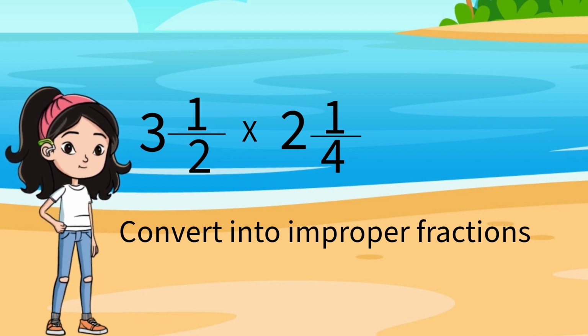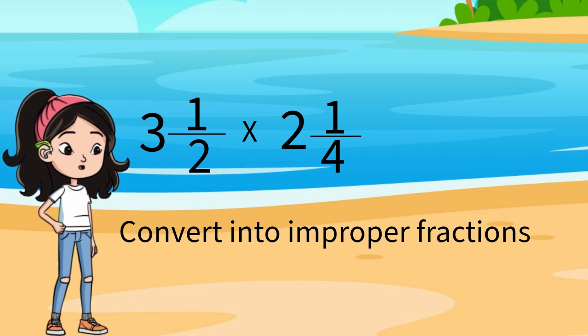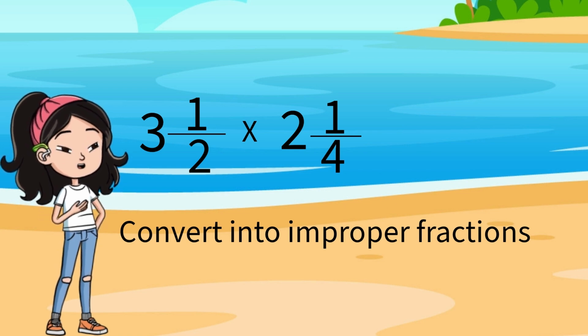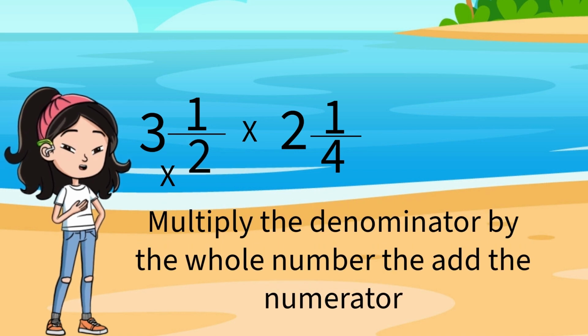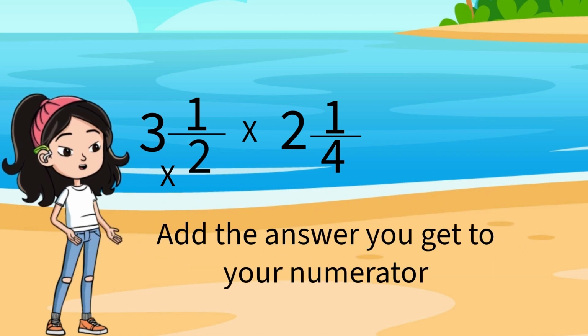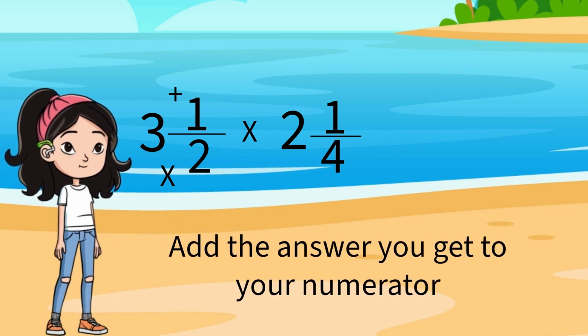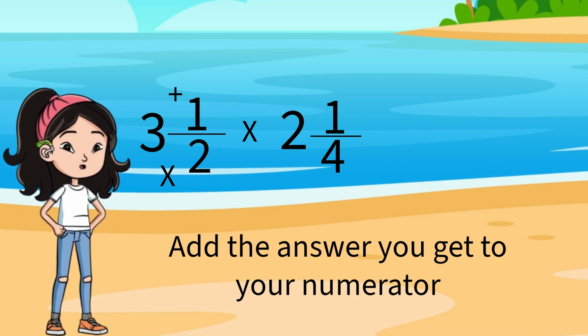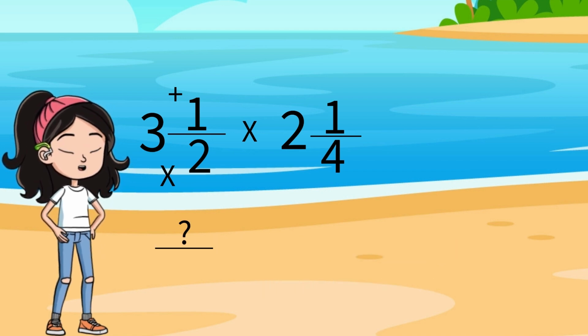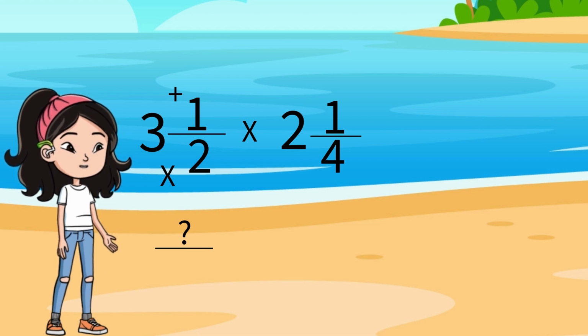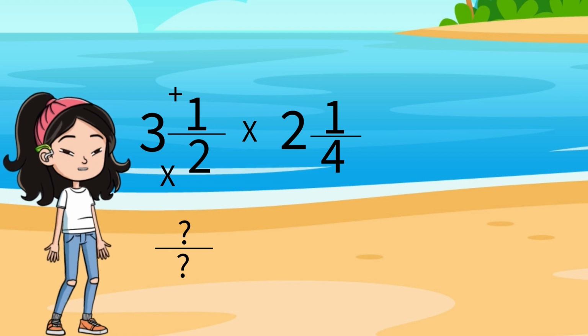To convert a mixed number into an improper fraction, we need to multiply the denominator by the whole number, then add the answer we get to the numerator. The answer that you get is your new numerator, and then you just put back the same denominator. Let's practice this.